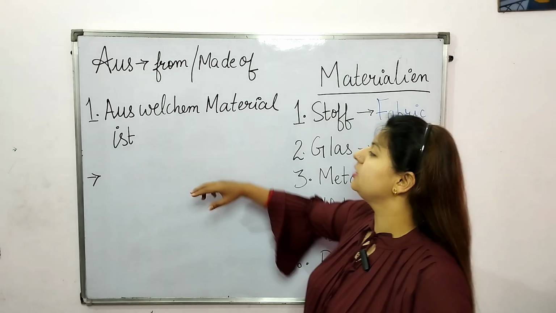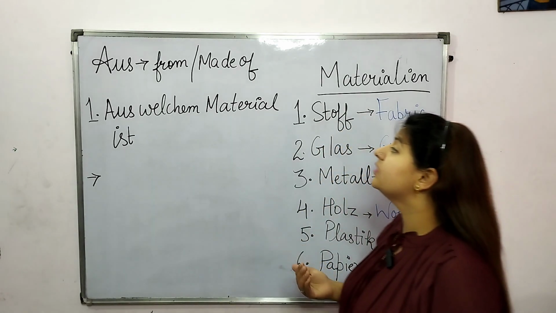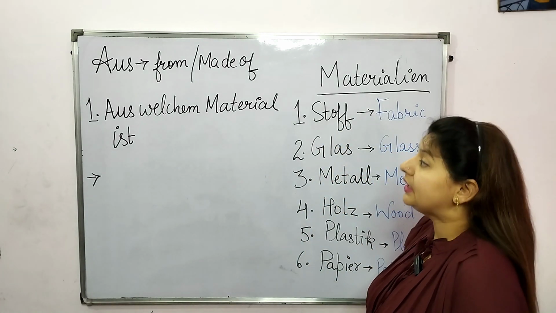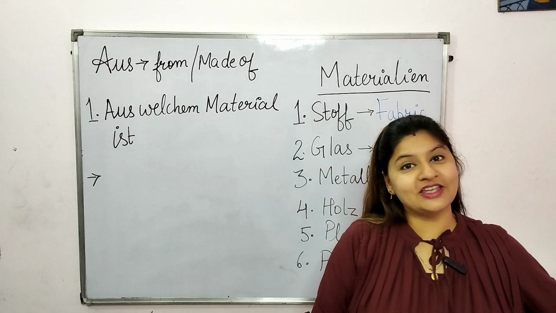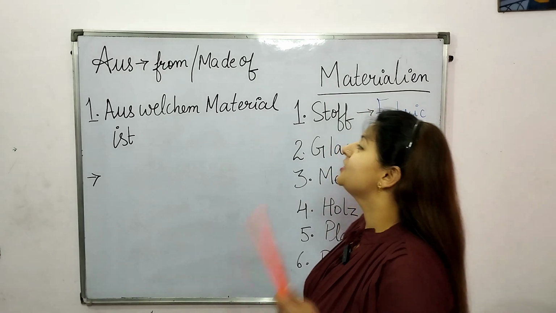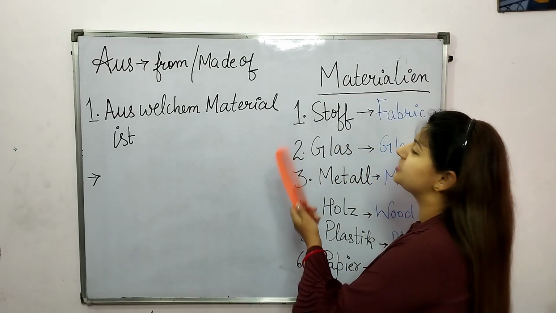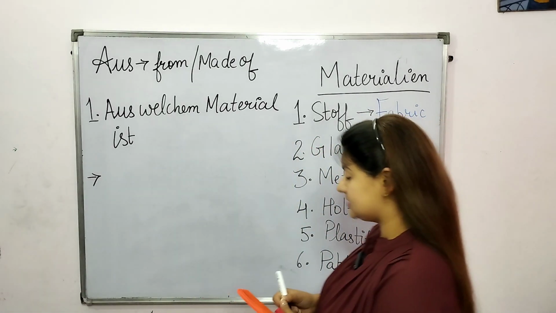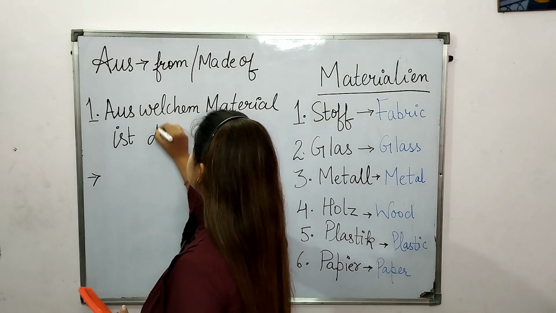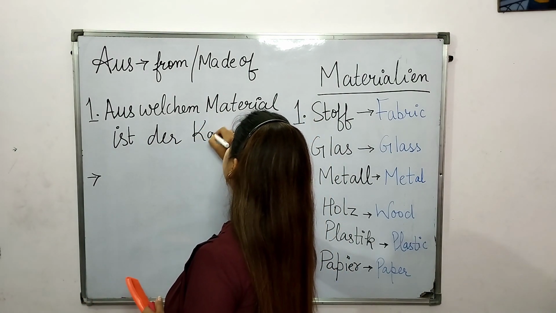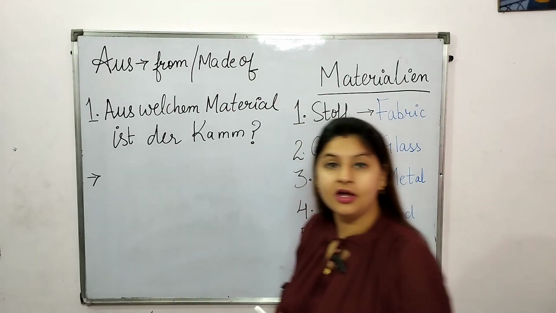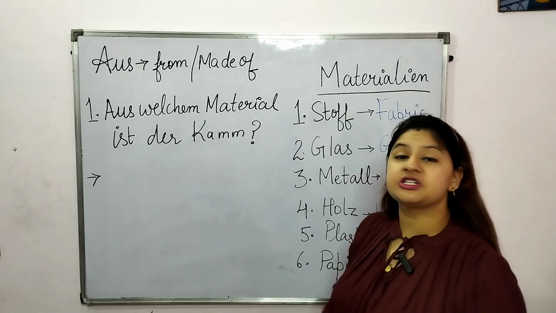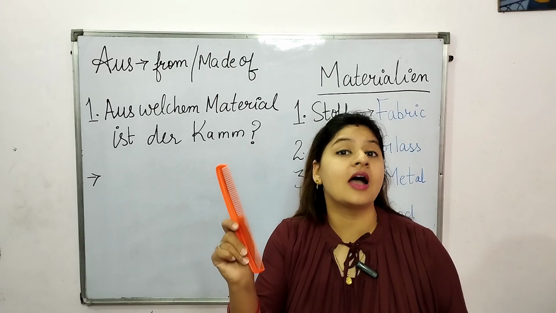For example, we can say, aus welchem Material ist... Here we need one example. So I can say Kamm. Aus welchem Material ist der Kamm? We know Kamm, this is the comb. Aus welchem Material ist der Kamm?